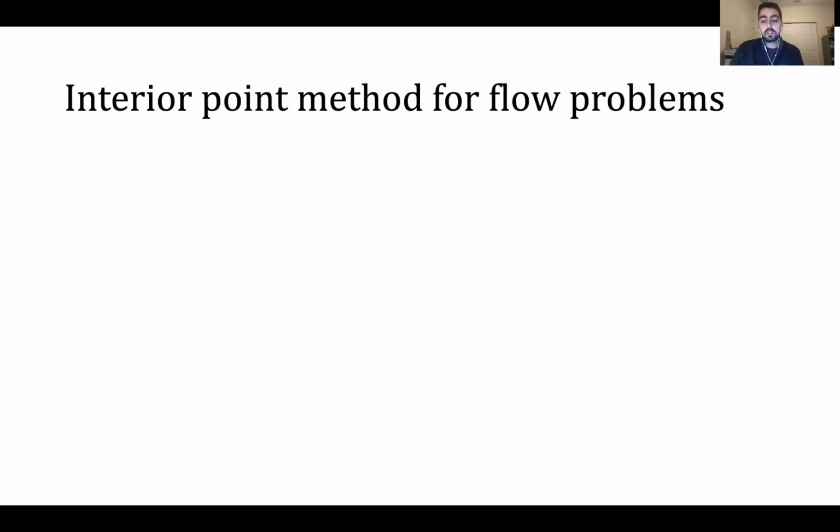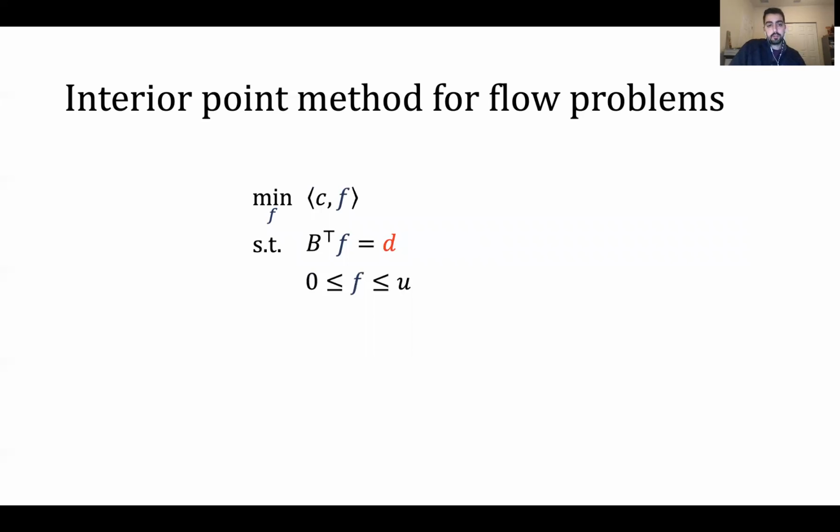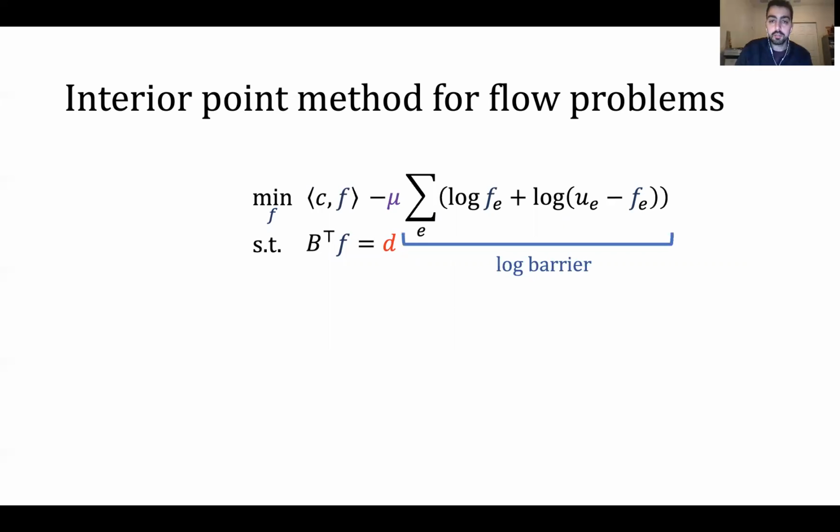So let's first give a quick summary of the interior point method for flow problems. This is the min cost flow linear program where we want to minimize the linear cost function under a demand and capacity constraint. And to solve it with the interior point method, we replace the capacity constraints by logarithmic barrier terms in the objective. These logarithmic barrier terms blow up when these constraints are close to being violated.